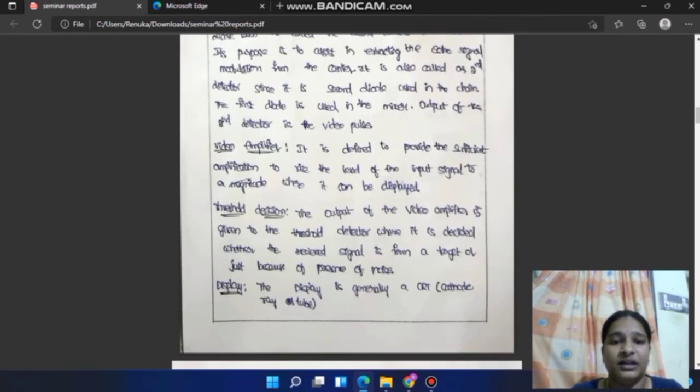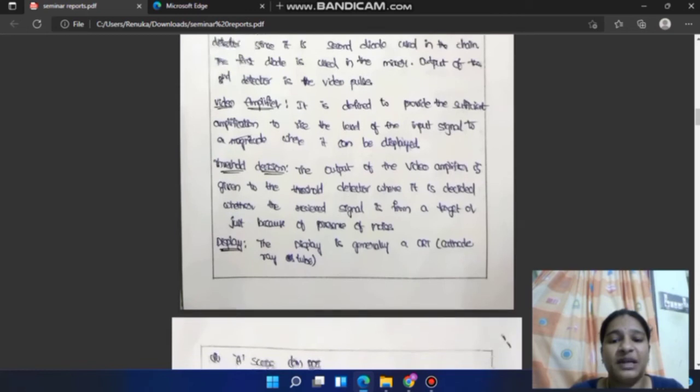Video amplifier. It is designed to provide sufficient amplification to raise the level of the input to a magnitude where it can be displayed. Threshold decision. The output of the video amplifier is given to the threshold detector where it is decided whether the received signal is coming from an actual target object or from the noise.